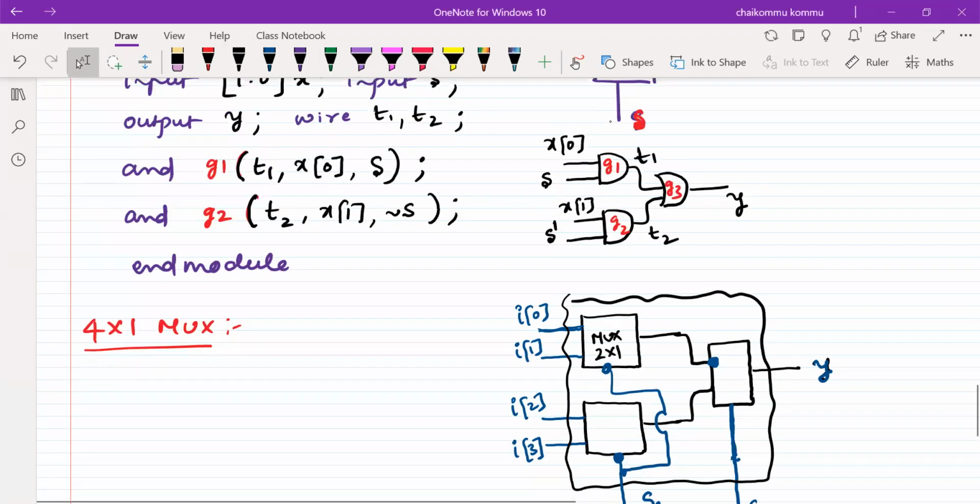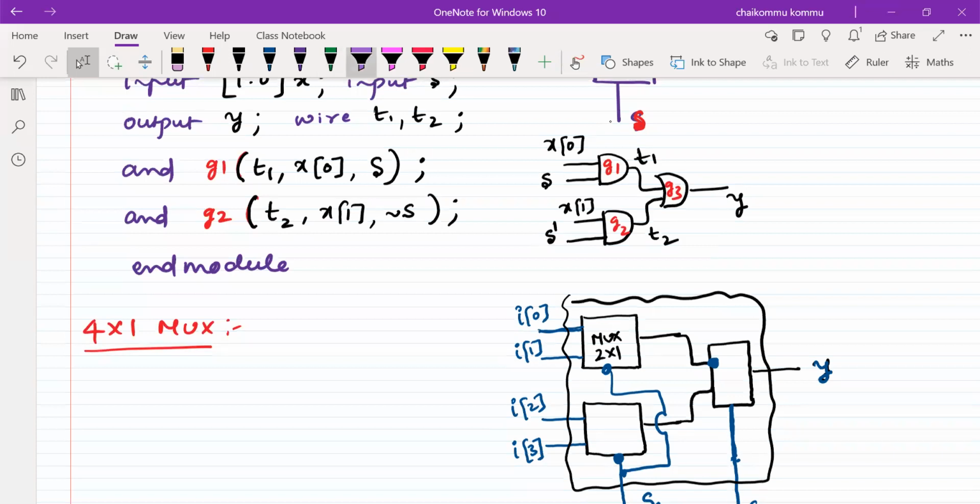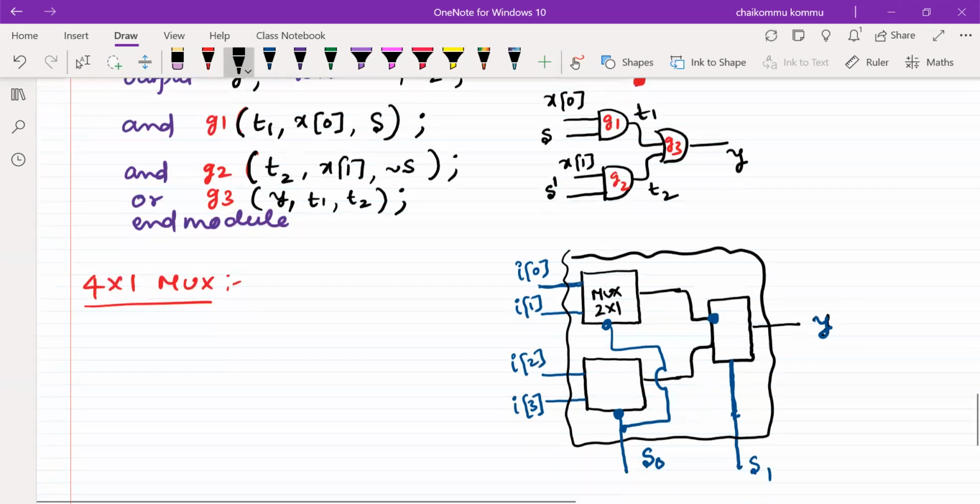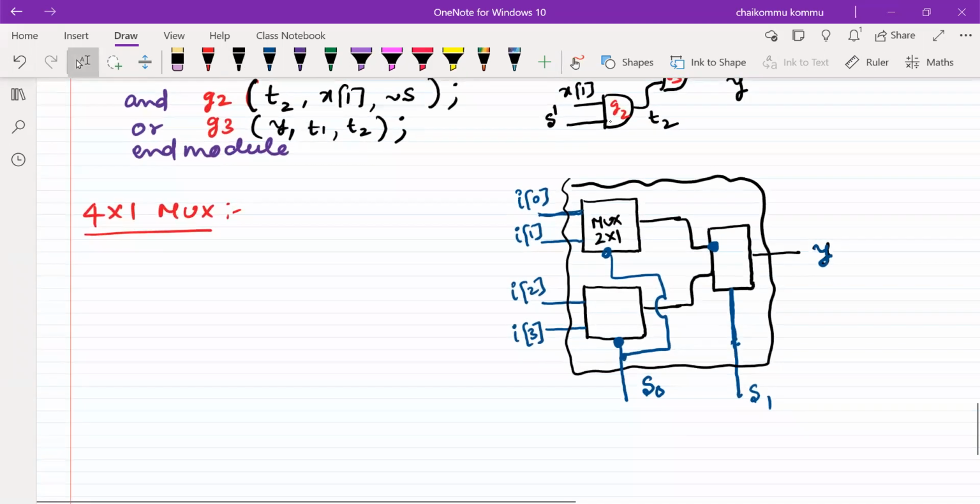Sorry, we need to define G3 also. I forgot to write G3. It is an OR gate. G3 is nothing but Y comma T1 comma T2. G3 we have to define. But for S bar, a NOT gate is required. That NOT gate is not required here because we have already used that negation.